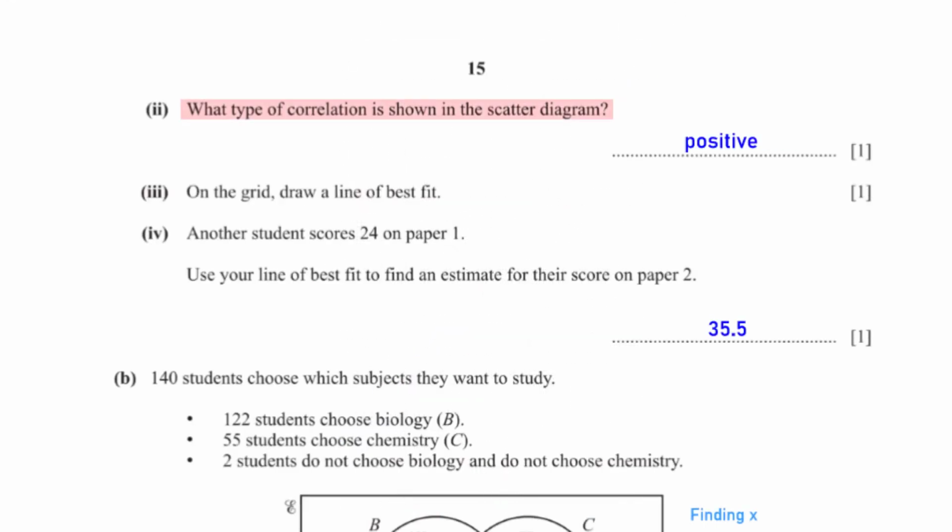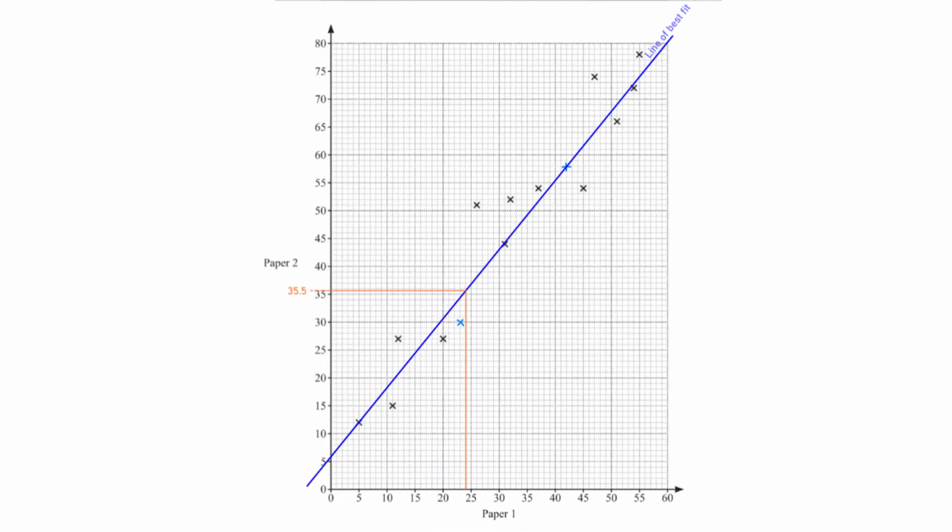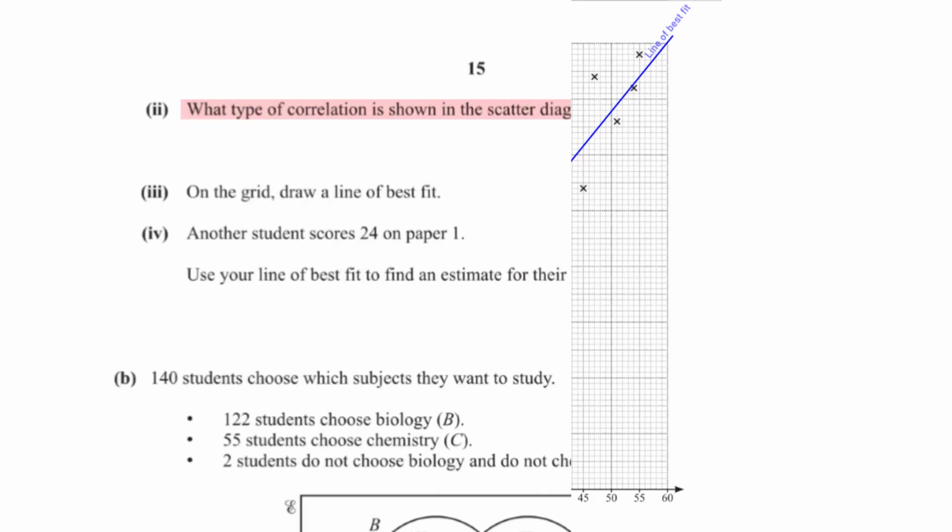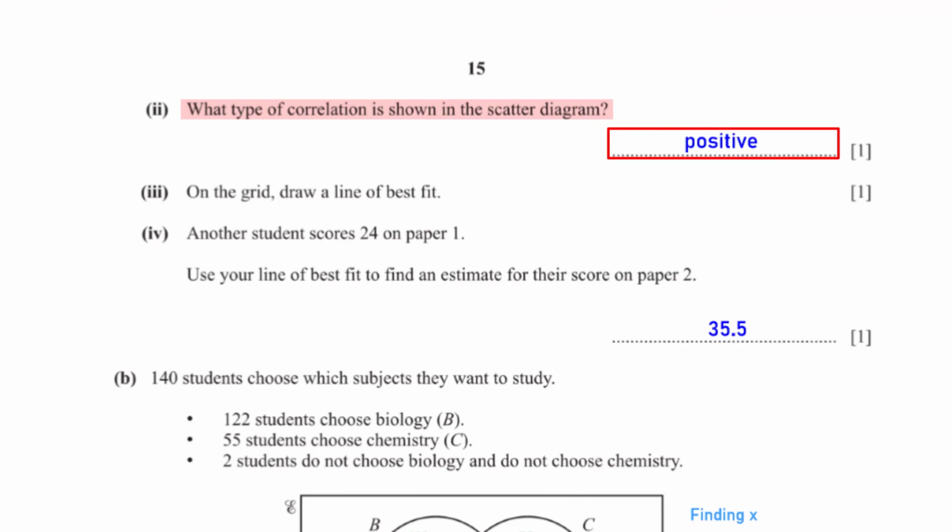What type of correlation is shown in the scatter diagram? From the scatter diagram, we see that as the paper 1 scores increase, there is a general increase in the paper 2 scores. This type of correlation is positive.